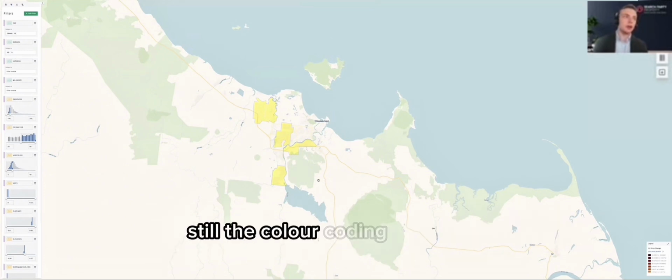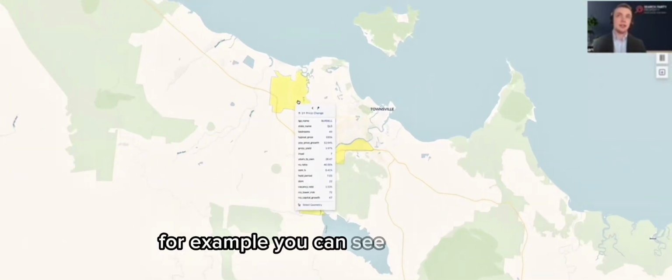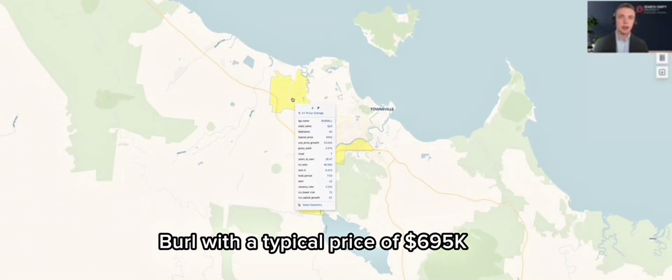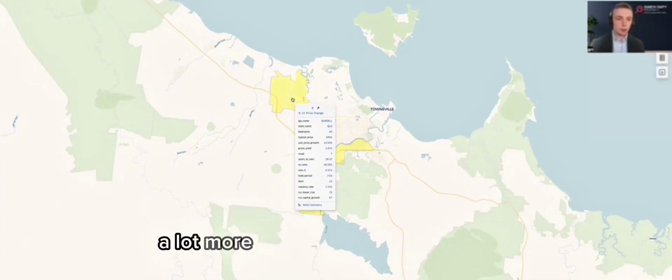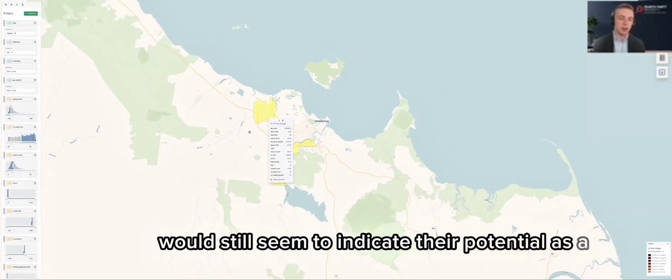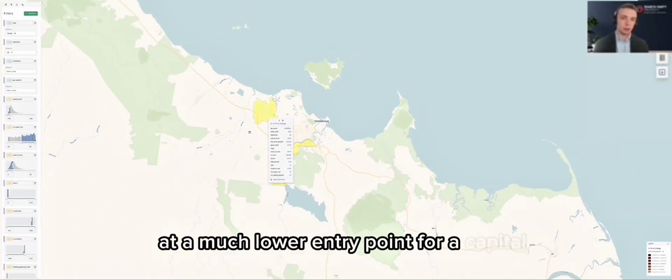So again, the color coding is still the same here, based on price change in the past year. For example, you can see that Birdle, with a typical price of $695,000, has grown by actually 32.64% in the past year, meaning you're more likely to see a lot more rapid capital growth immediately in an area like this than you would in Melbourne. While the fundamentals for a lot of those areas in Melbourne would still seem to indicate their potential as a long-term stable growth option at a much lower entry point for a capital city.